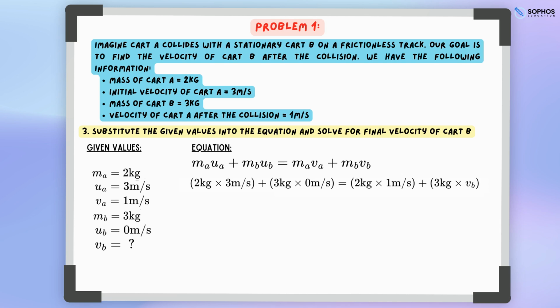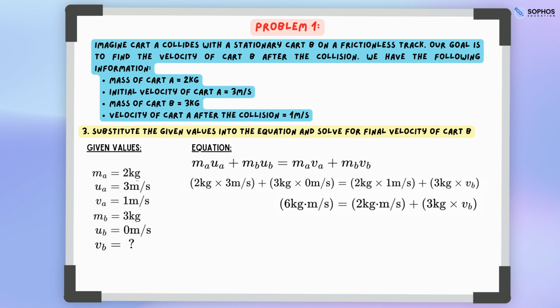Now we can simplify each of these brackets. The first bracket simplifies to 6 kilogram meters per second, and the second bracket simplifies to 0. So we are just left with 6 kilogram meters per second on the left of the equation. On the right-hand side, we get 2 kilogram meters per second plus 3 kilogram meters per second times the final velocity of cart B. Now we can solve for the final velocity of cart B.